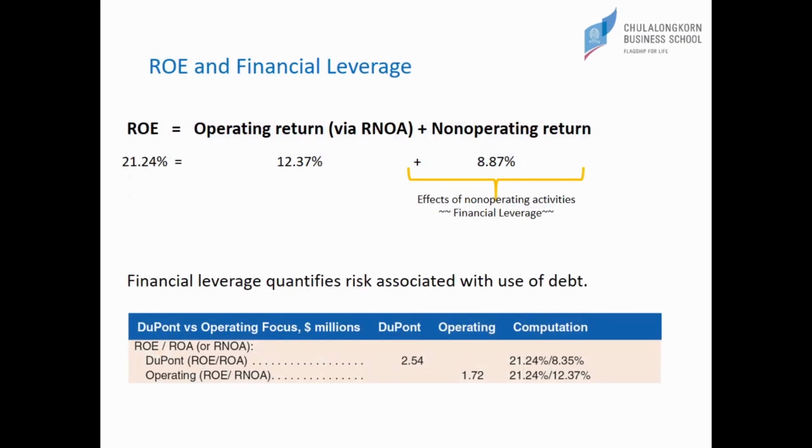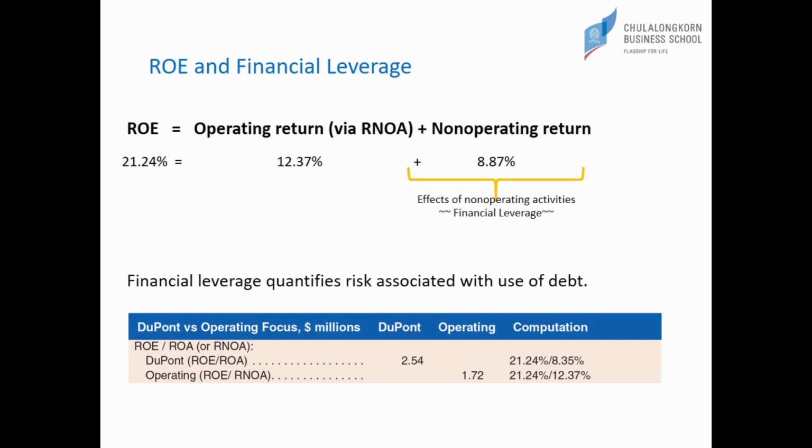So, using this ROE that we have seen, this ROE of 21.24 is equal to the operating return of 12.37 plus the 8.87 non-operating return. And this 8.87 non-operating return is the effect of the non-operating liability, which is going to be from the financing decision. So it's from the financial leverage. So this financial leverage actually quantifies the risk that's associated with the use of debt.